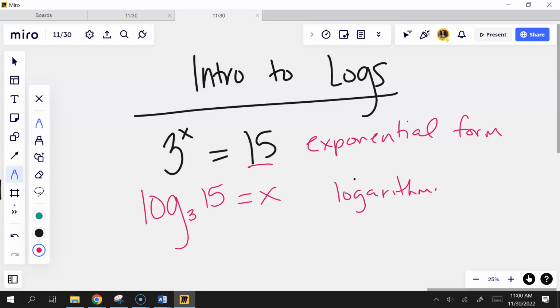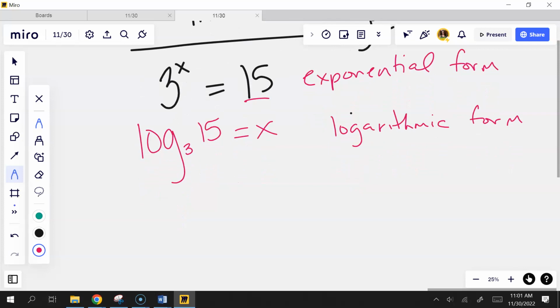So in general, you'll be good with logs when you can move fluidly between the two forms. And it's not hard, it's just remembering what goes with what. Log base b of a equals x. So in exponential form, what would that look like? B, close, b to the x equals a.